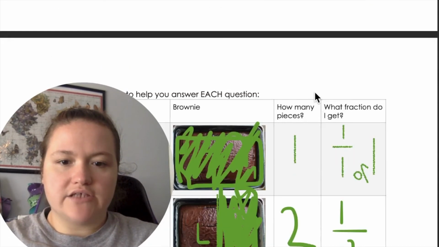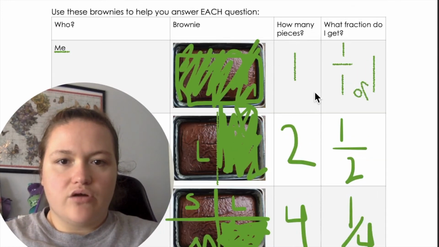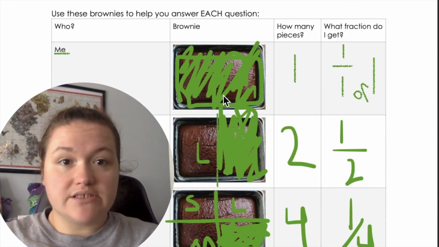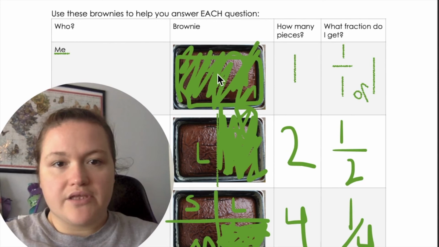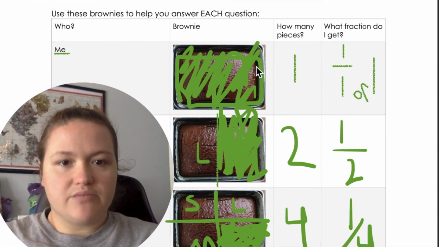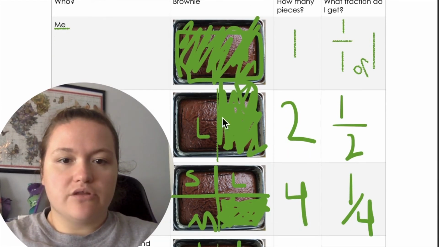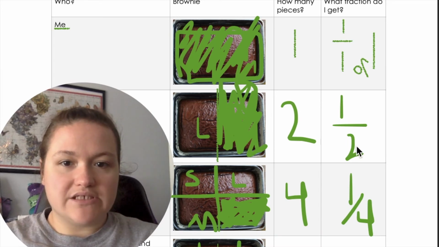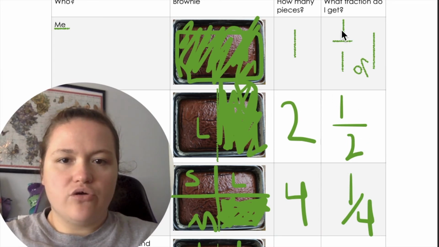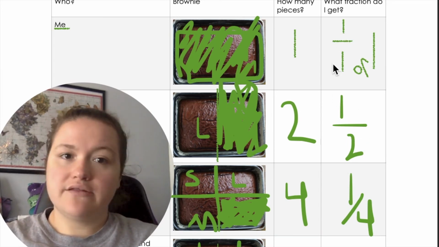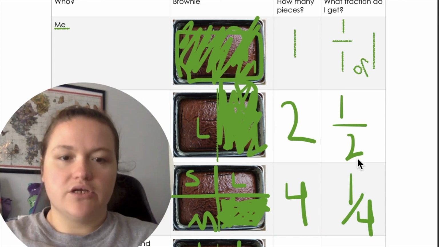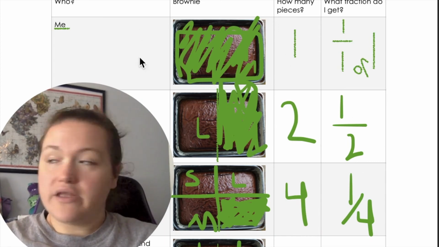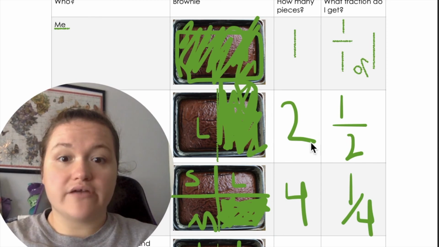So we're going to answer that for each one. This is me eating it on my own, and this is the piece I get if I eat it on my own. Here, I get 1. That's the piece. Now if I share it with Luma, I get 1 out of 2 pieces, or 1/2. Now I know 1 over 1 may look smaller than 1 over 2, but 1 over 1 means I get 1 out of 1, so I get the whole entire thing.